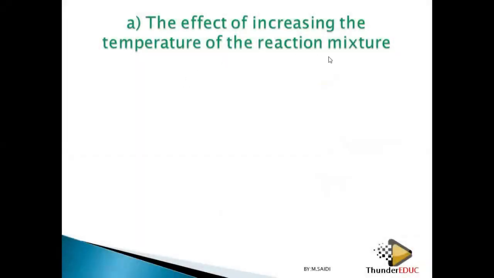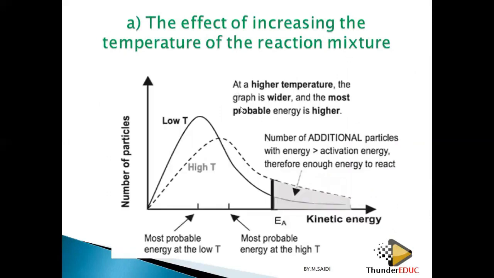Increase in the temperature of the reaction. So we are saying that you have two graphs, graph A and graph B. This graph shows that at a higher temperature, the graph looks like this. And then at a low temperature, you'll find out the graph looks like this. So what is the major difference between this and this? Why is it that at a higher temperature it looks like this?